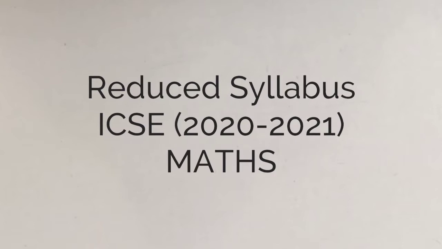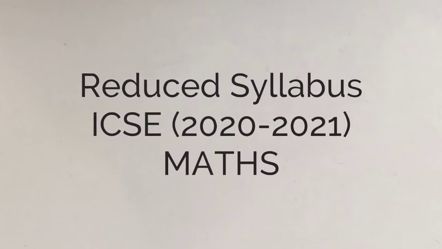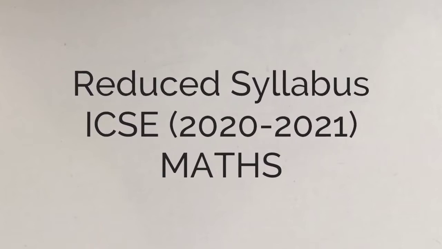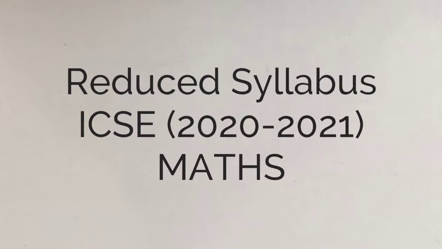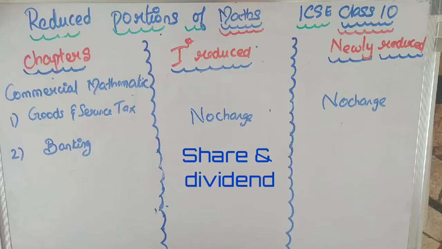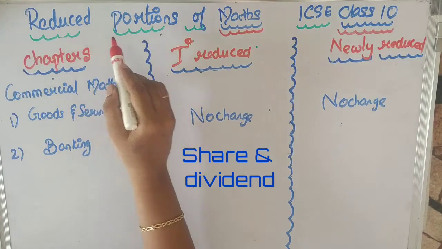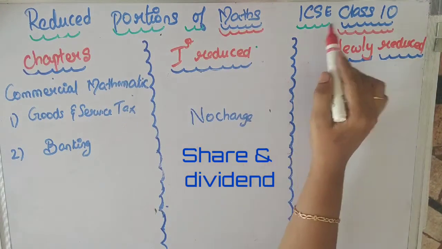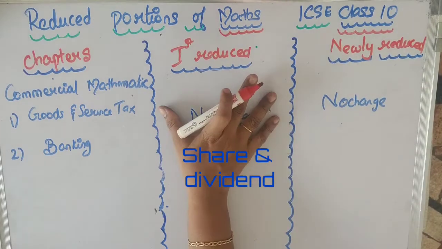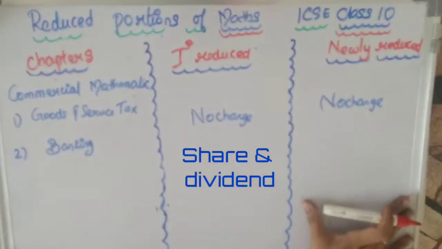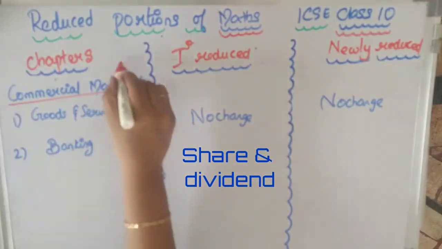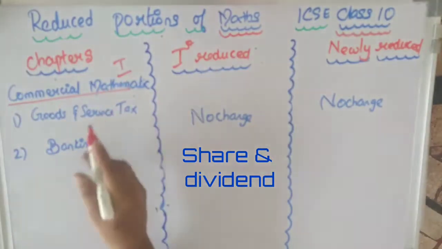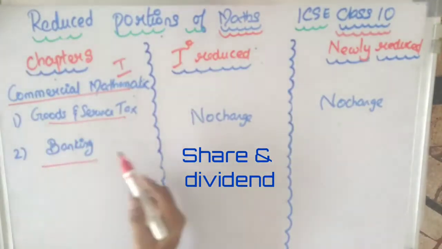Hi everyone, today we are going to discuss the portions reduced in the ICSE Syllabus Class 10 subject Mathematics. Okay, here already before 2 months they have reduced the portions and now they have again reduced some more. Now we are going to discuss both. Okay, here the first chapter in Commercial Mathematics Unit 1 is Goods and Service Tax and Banking.